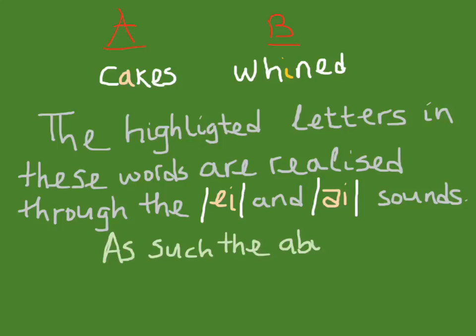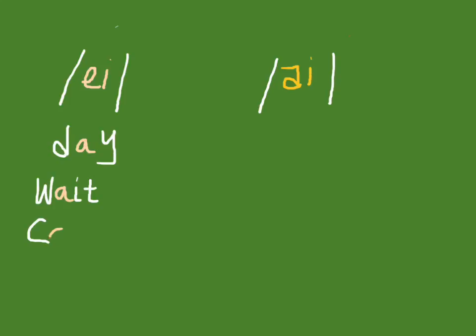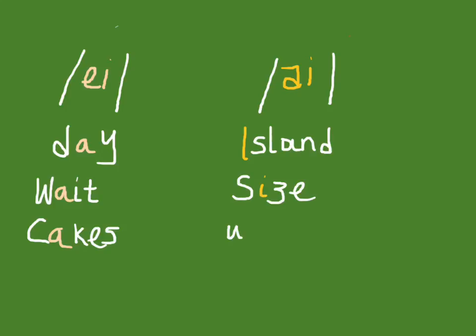So the letters that are written in color inks represent these sounds in the words. As such, the above words are pronounced like this. In column A, we have day, weights, and cakes. And in column B, we have island, size, and wide. So now I want you to pronounce these words after me.